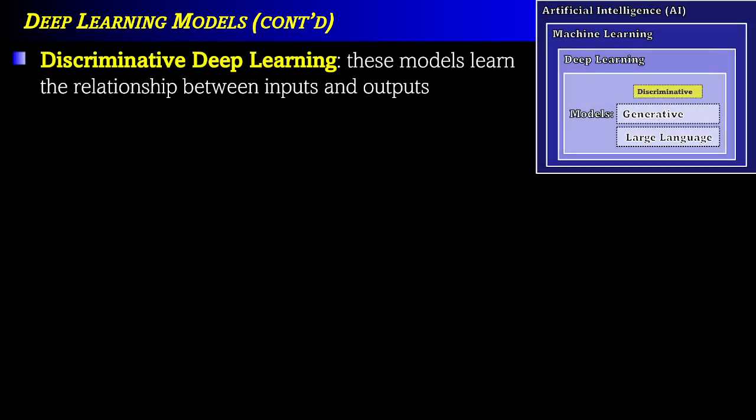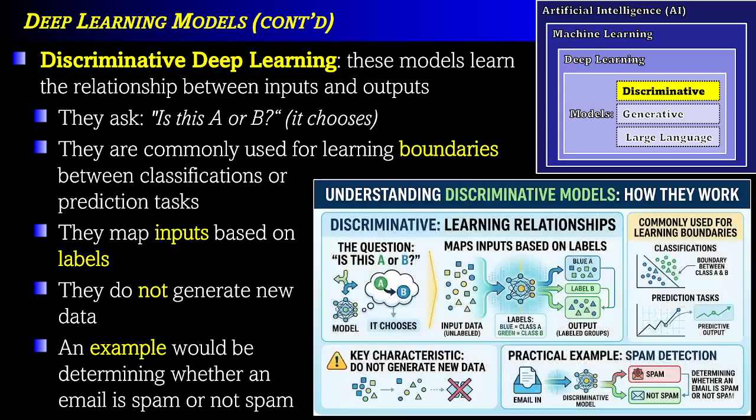With discriminative deep learning models, these models learn the relationship between input and output. They ask questions like, is this an A or is this a B? It's going to choose or discriminate between them. They're commonly used for learning boundaries between classification, like fraud versus not fraud, or prediction tasks. They map those inputs based on labeled training data. They do not generate new data. So a discriminative learning model does not generate data, it discriminates or chooses and makes decisions. An example would be determining, again, whether an email could be considered spam or not spam.